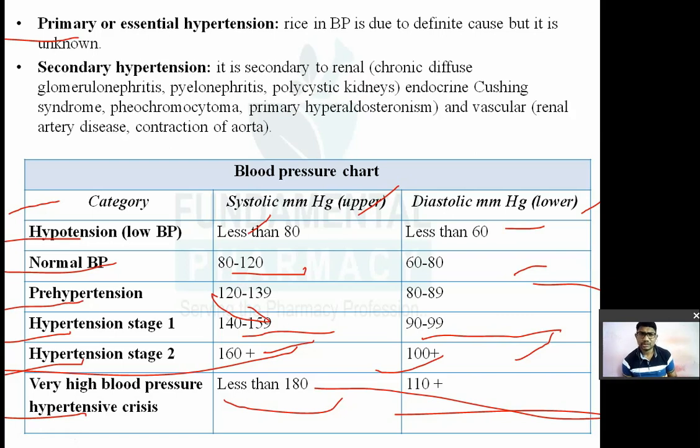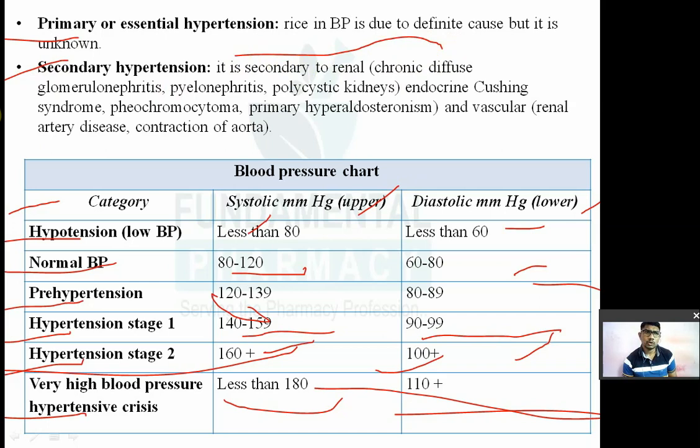Now another one is known as secondary hypertension, or non-essential hypertension. Secondary hypertension is again due to a definite cause, and in this case the cause is known. It is due to different reasons. First, it is due to renal problems. Renal means kidney. So it is secondary to renal disease, for example chronic glomerulonephritis.